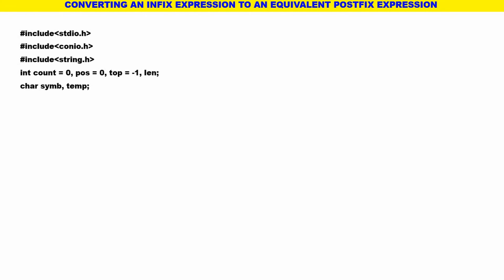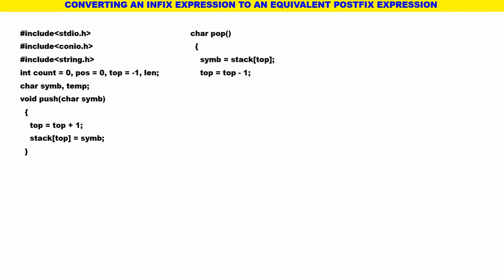Now I think we will directly go to the program. Simple. count is equal to 0, position 0, top is -1, 2 character variables. Push. Here we are not checking whether the stack is full because we know the operation, so we know that we are not going to overflow the stack at all. Pop also, we don't check underflow. All of you know this push and pop thing.